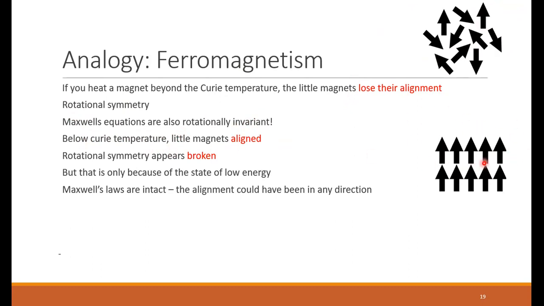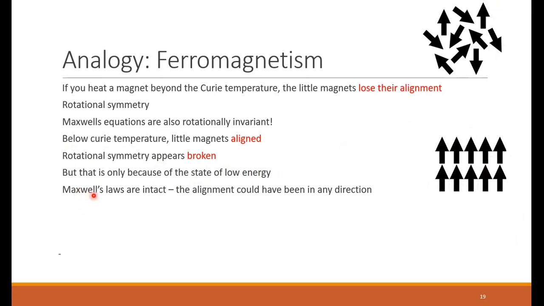Now, again, if you were a little person living inside this magnet and you looked around you, you would see that rotational symmetry is broken because there is a preferred direction in space. If you looked around you, you would not see the same thing everywhere because all the little magnets point in one direction. So, as I said, rotational symmetry appears broken, right? But that is only because of the state of low energy. It's because the system is in its ground state, its lowest energy state.